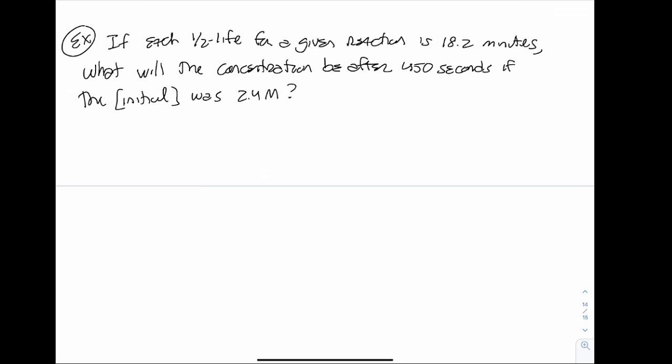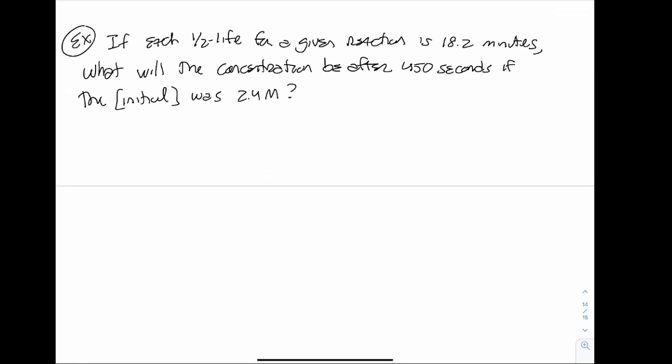So I want you to try this one on your own first. So please hit pause, work this one out, and then we'll check the work. Do note that it doesn't tell you in this if it's first order or second order. You do have to determine that for yourself. And you can get that from the wording, right? If each half-life is 18.2 minutes, that tells us if it's first order or second order. So again, please hit pause, give this a shot on your own, and then when you're ready to compare your answers, hit play again. All right, hopefully you guys gave it a shot.